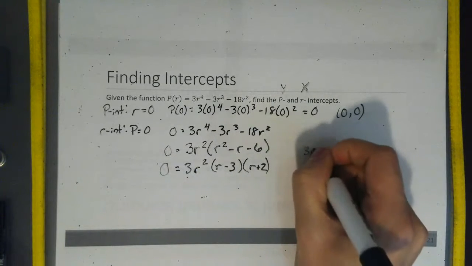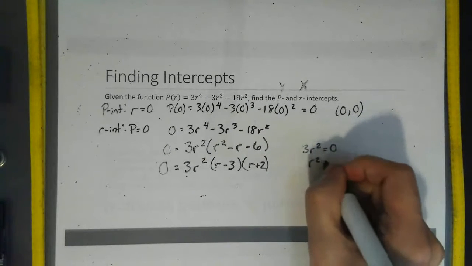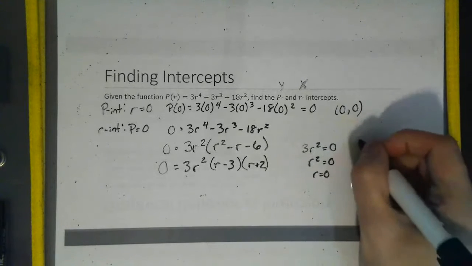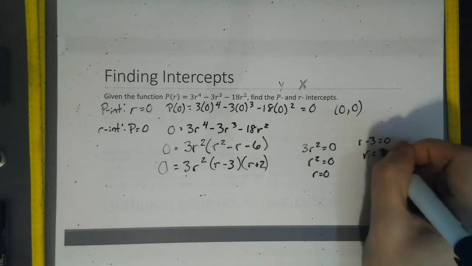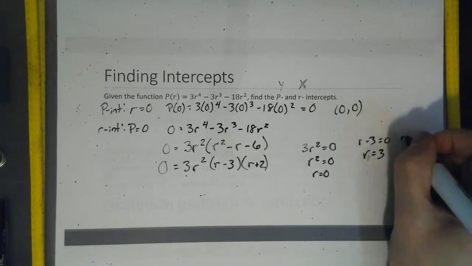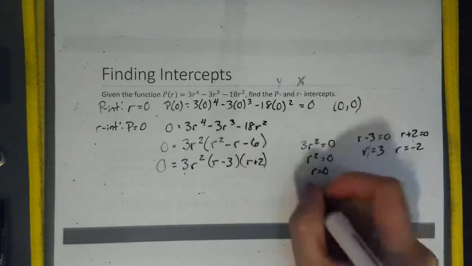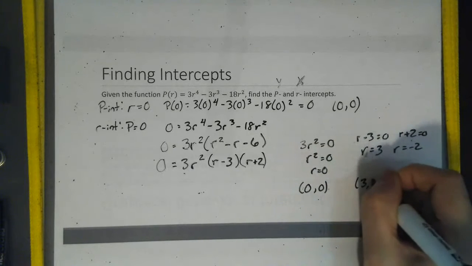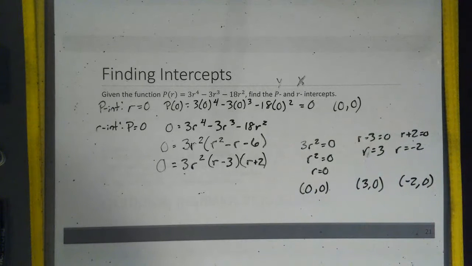So either 3r squared equals 0. Dividing both sides by 3, we get r squared equals 0. And the square root of both sides gives me r equals 0. If r minus 3 equals 0, then r equals a positive 3. And if r plus 2 equals 0, then r equals a negative 2. So we get if r is 0, p is 0. We get if r is 3, p is 0. And we get if r is negative 2, p is 0. Those are our three r-intercepts.